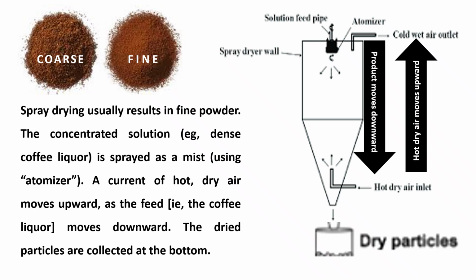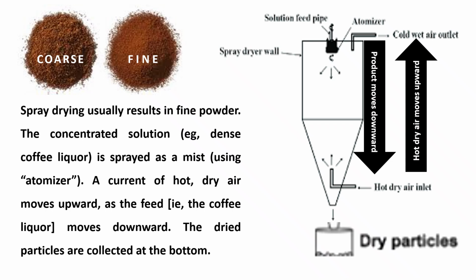The concentrated solution, for example, dense coffee liquor or concentrated milk, is sprayed as a mist from the top using an atomizer. So you're getting a mist, something like when you spray some perfume, that perfume comes in the form of mist. So it is even finer, in the form of fine mist, because you are using an atomizer and this is coming from the top.